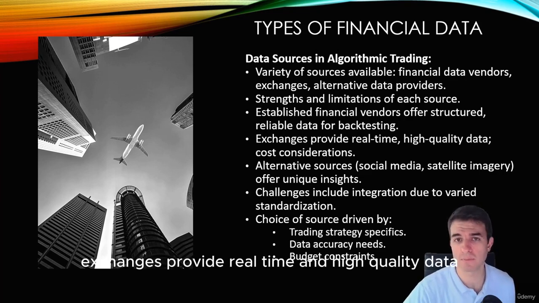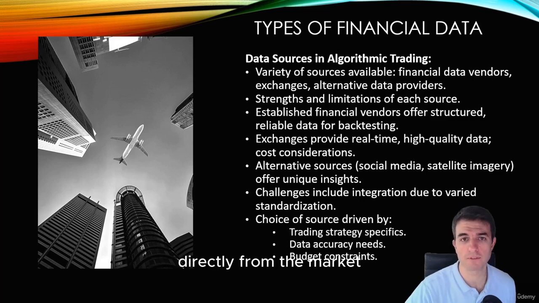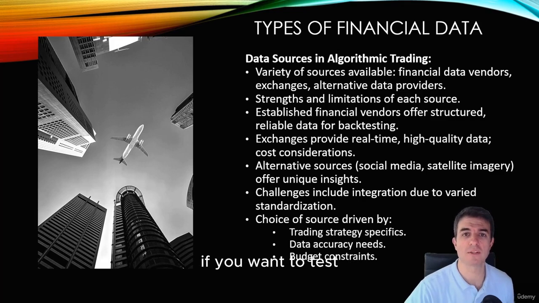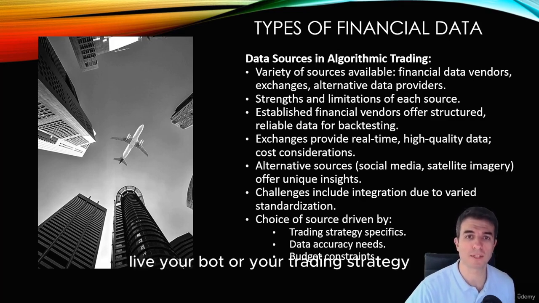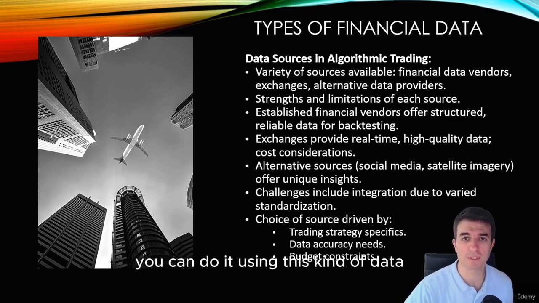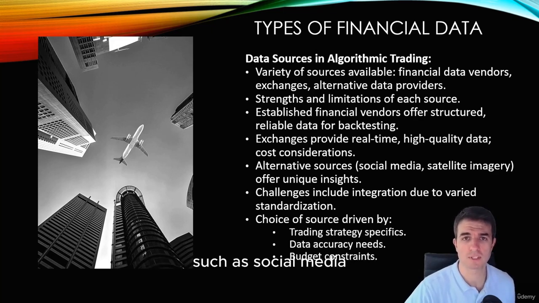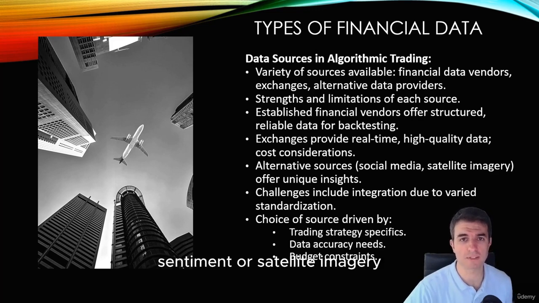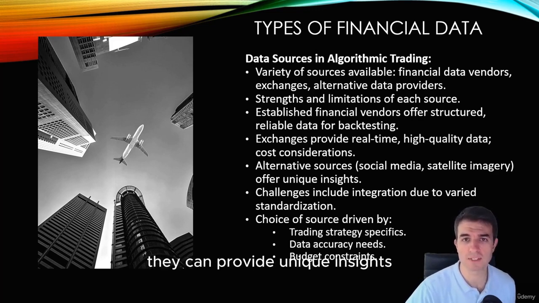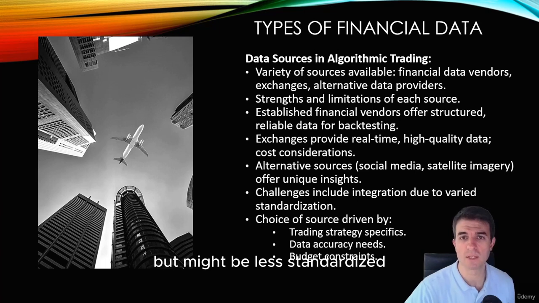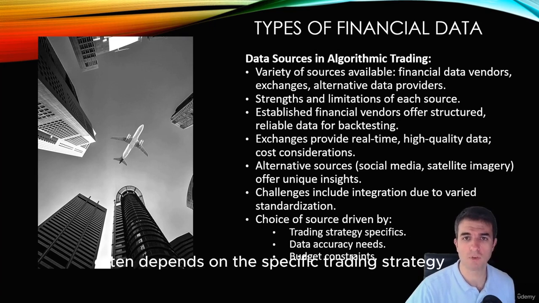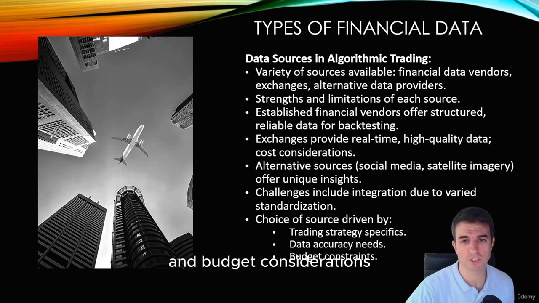Exchanges provide real-time and high-quality data directly from the market. So this is good for forward testing. If you want to test live your bot or your trading strategy, you can do it using this kind of data, but the cost can be higher. And we have also alternative data sources, such as social media sentiment or satellite imagery. They can provide unique insights, but might be less standardized and more challenging to integrate. So the choice of data source often depends on the specific trading strategy, data accuracy requirements, and budget considerations.